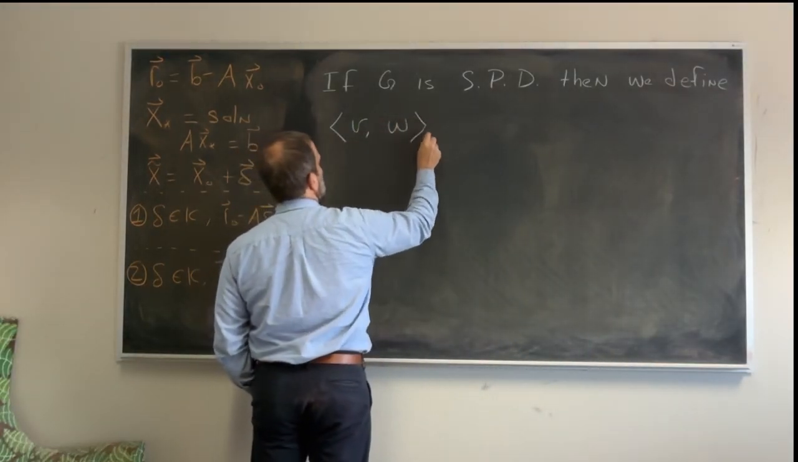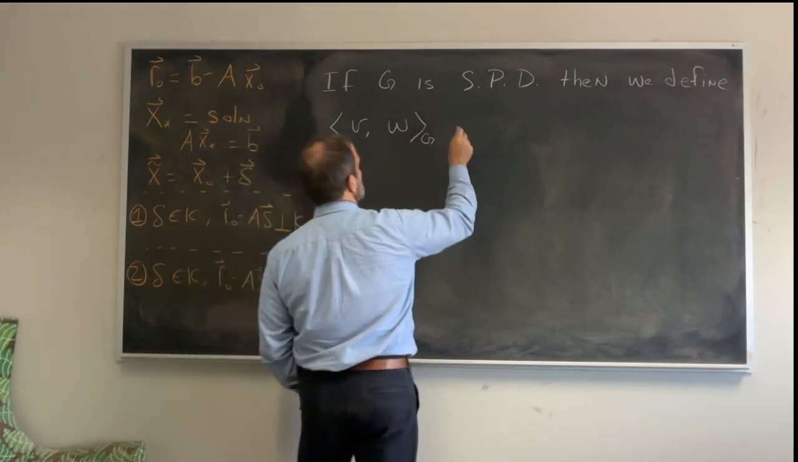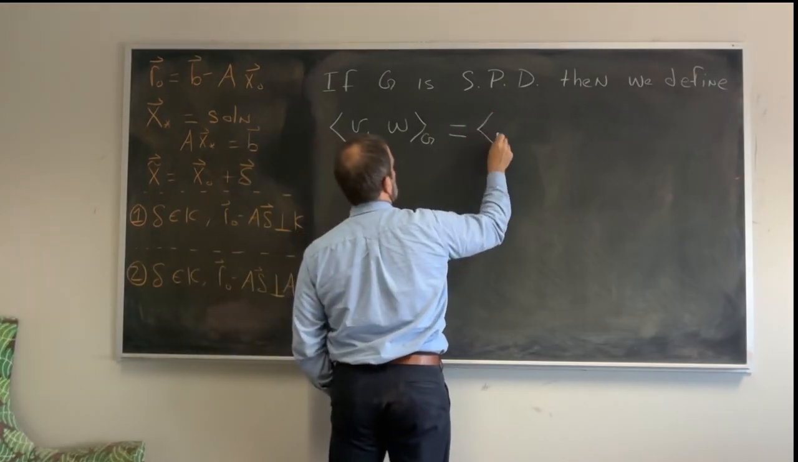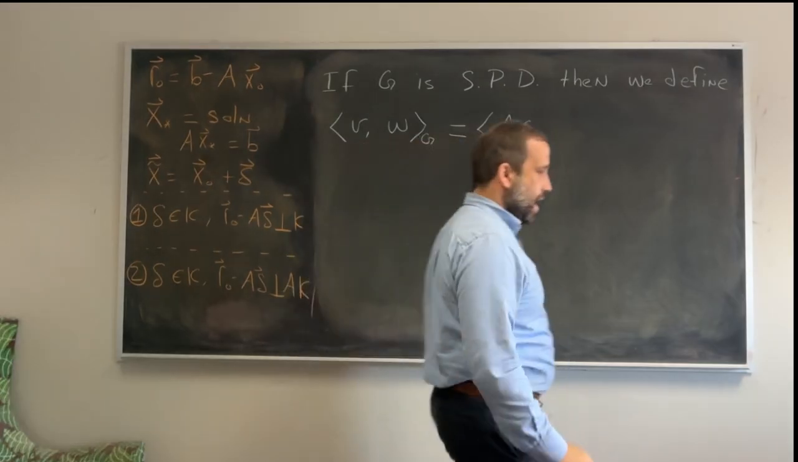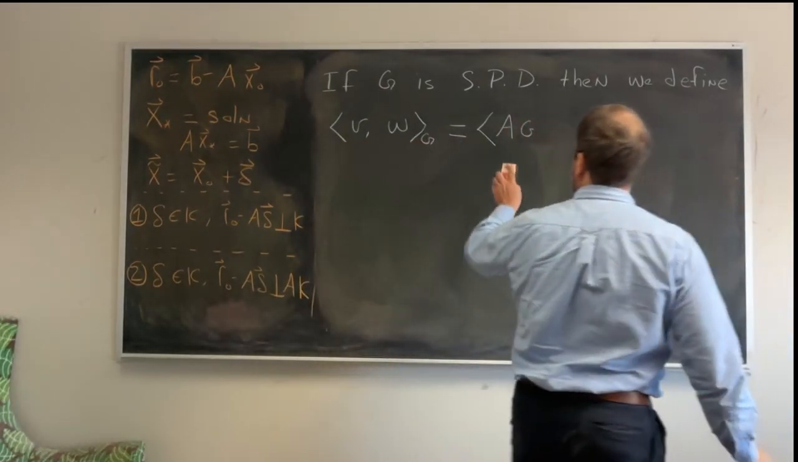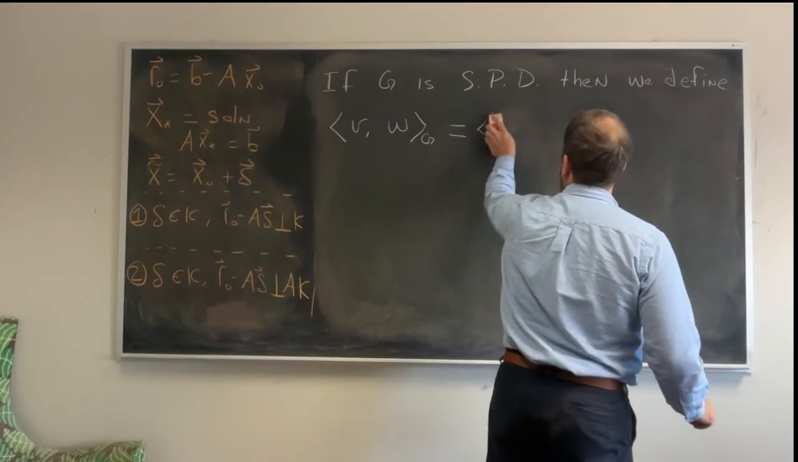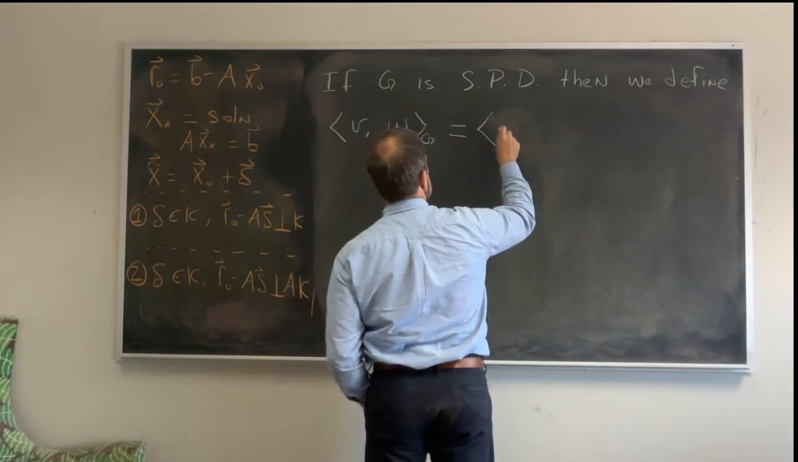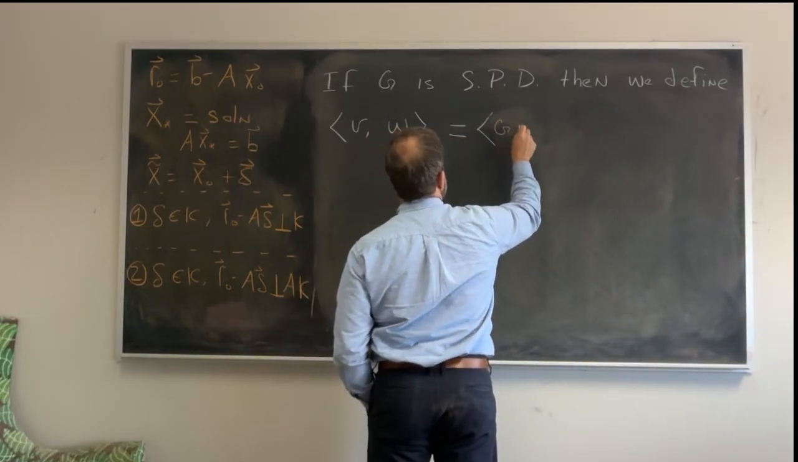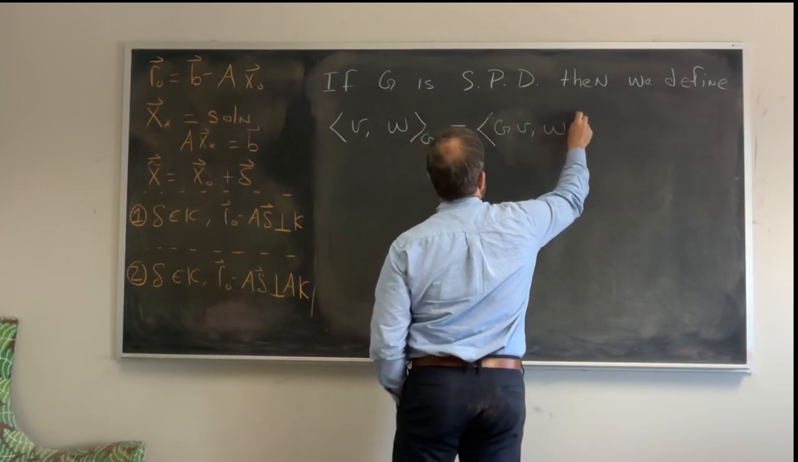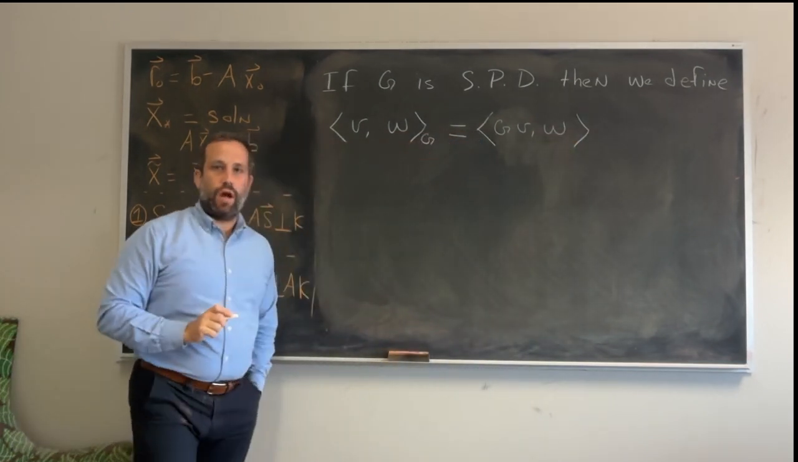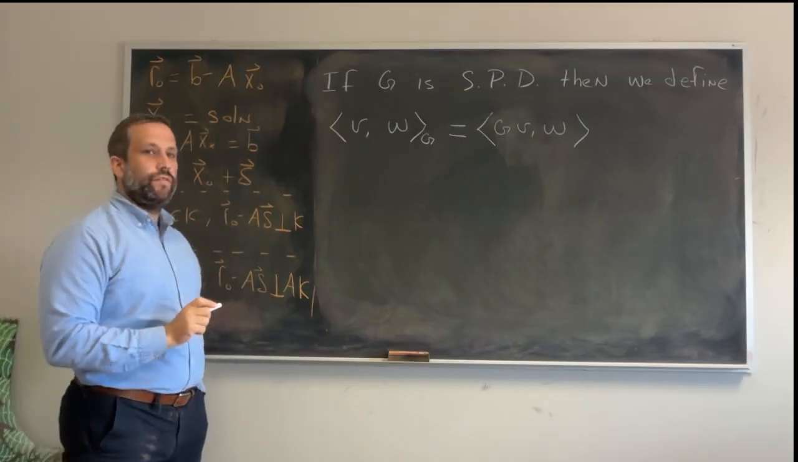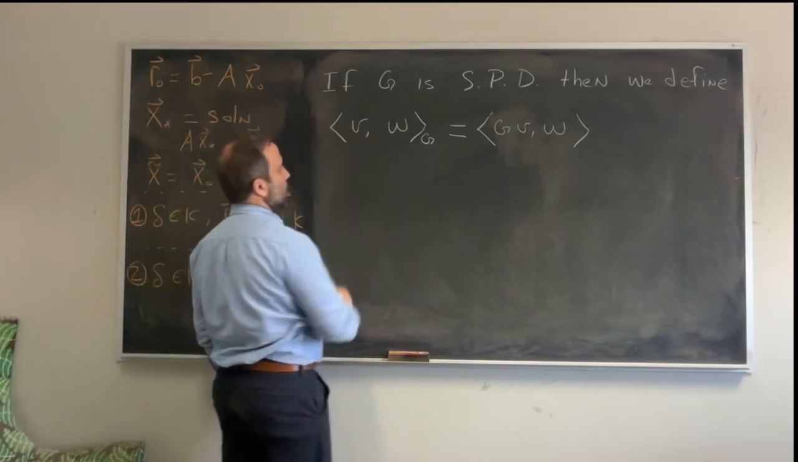v, w in the G inner product is simply w transpose G v, whoops, not A, I meant to say G. In a minute, the G will be equal to A, so that's why I did that. If I don't put anything there, it just means the standard inner product. Okay, so this is how we define a more general inner product.